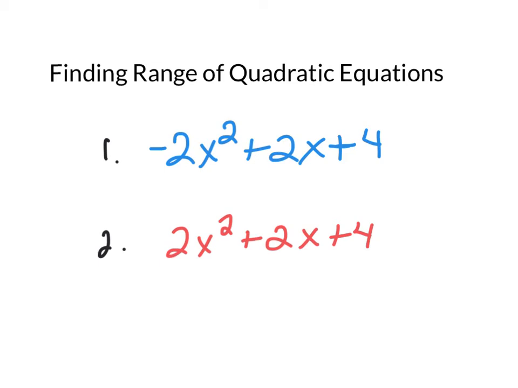This video lesson is about finding the range of quadratic equations. Remember, the range is the set of all y values. So we're going to look at two examples. Notice the difference here. One is negative 2x squared plus 2x plus 4, and the other one is 2x squared plus 2x plus 4. Notice that these equations are the same except for the minus sign here.